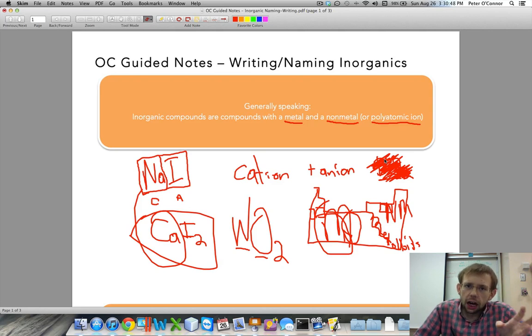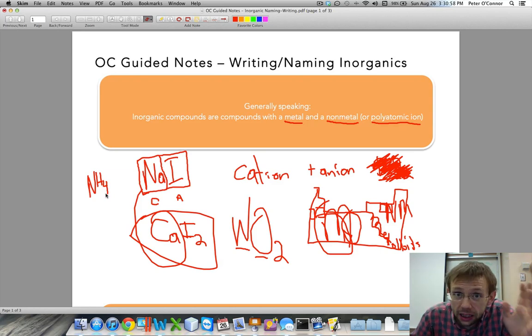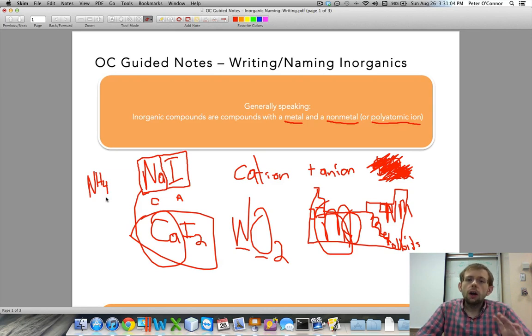If it's only non-metals, with the one exception being ammonium. Ammonium is a special inorganic, NH4+. You see NH4, that's a polyatomic cation. If it's only non-metals, it's a molecular naming system. It could even be an organic naming system if it's carbon-based. Okay, so moleculars, that's a whole nother thing. Okay, we're doing inorganics here.